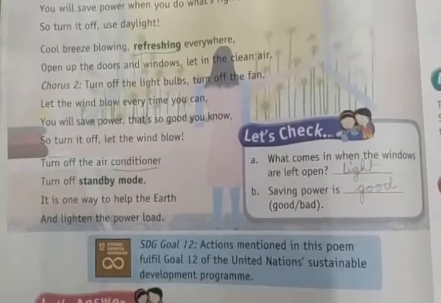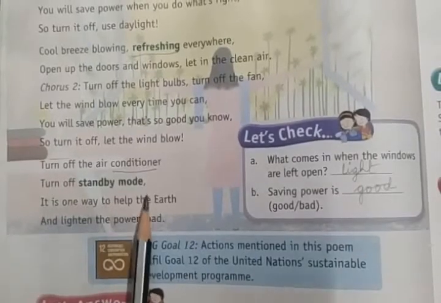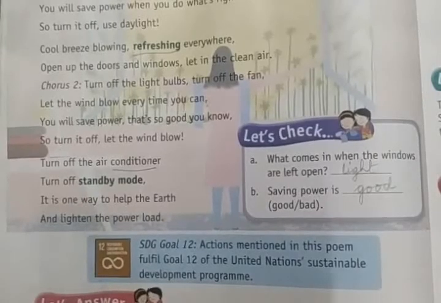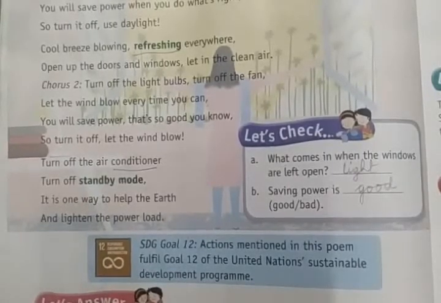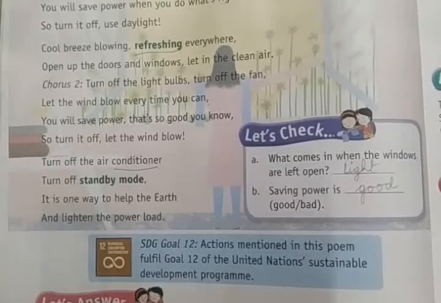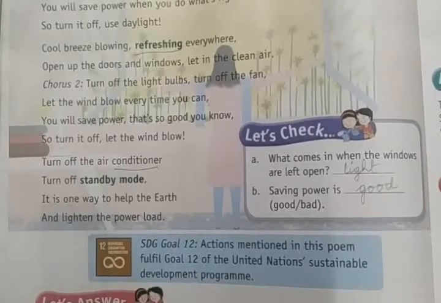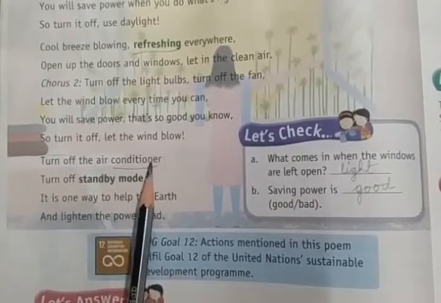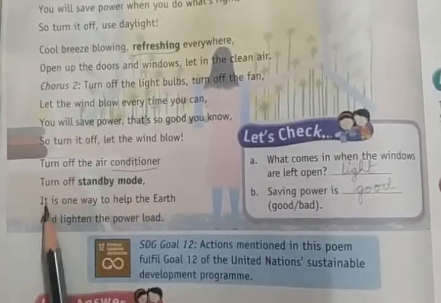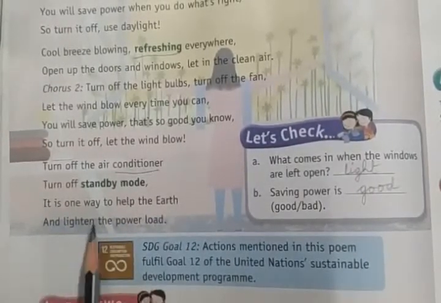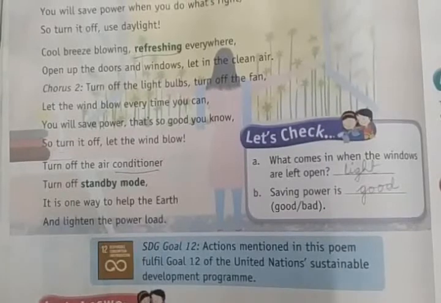Turn off the air conditioner, turn off the standby mode. Standby mode means low power. A low power when an electronic device uses up power even when not running. That is called standby mode. Okay. Turn off the air conditioner. Turn off the standby mode. It is one way to help the earth and lighten the power load.